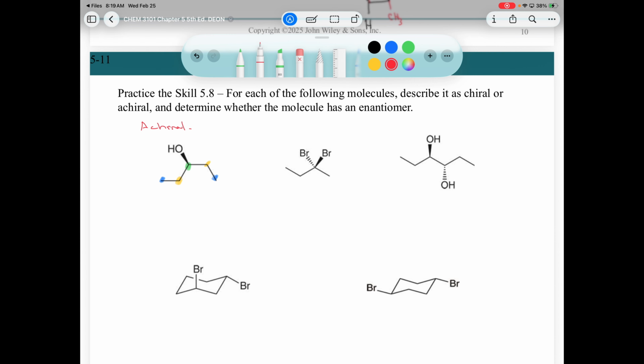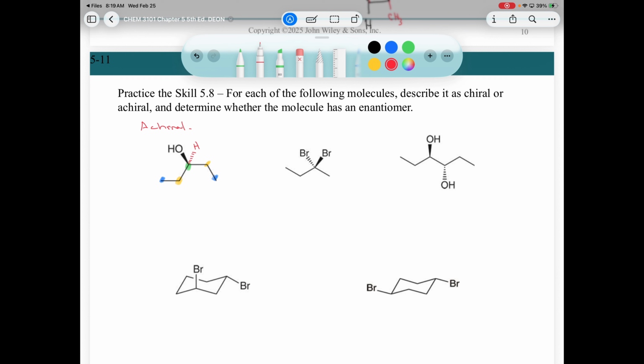And the reason why that carbon highlighted in green is not chiral is because it's attached to a hydroxyl, the OH. It's attached to a proton, but it's attached to two what? Ethyl groups, right? It's attached to two ethyl groups, okay? So the two ethyl groups are identical. Therefore, it's an achiral molecule. There's no chiral centers in it.